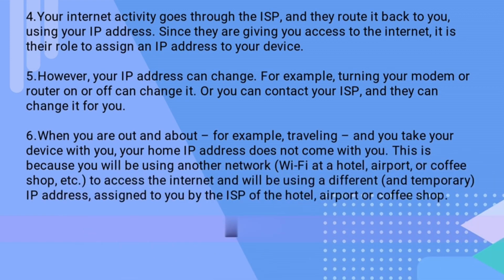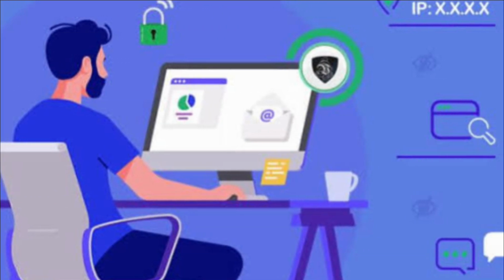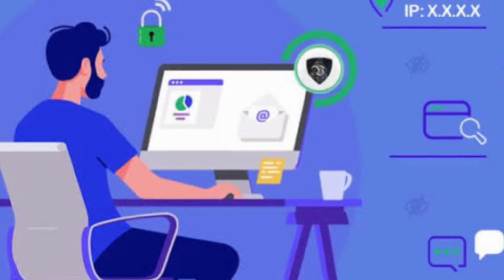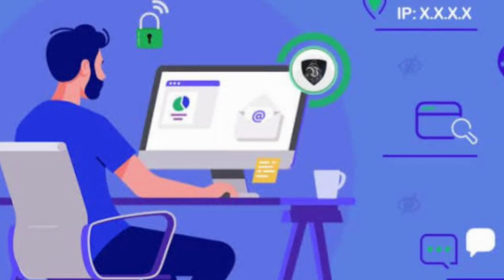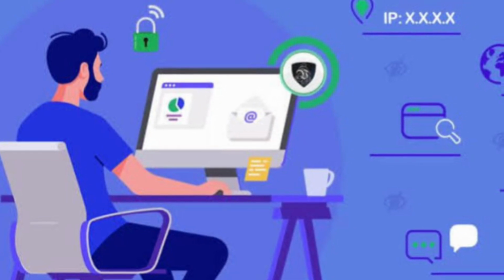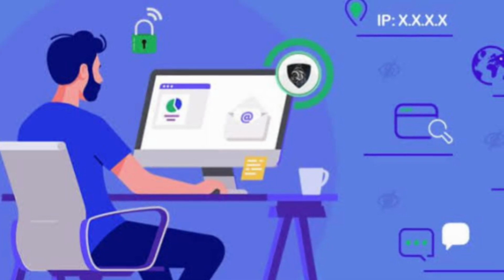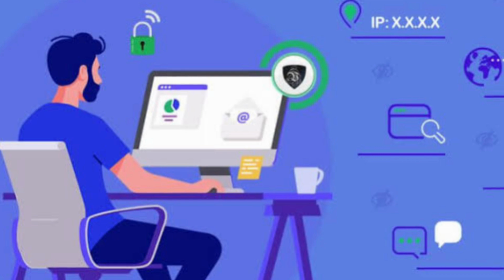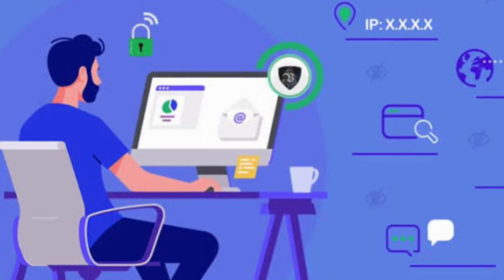However, your IP address can change. For example, turning your modem or router on or off can change it, or you can contact your ISP and they can change it for you. When you are out and about, for example traveling, and you take your device with you, your home IP address doesn't come with you. This is because you will be using another network, Wi-Fi at a hotel, airport, coffee shop, etc., to access the internet, and will be using a different, temporary IP address assigned to you by the ISP of the hotel, airport, or coffee shop.